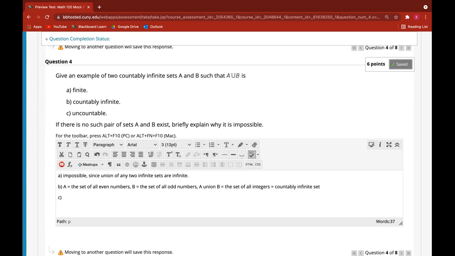Now, what about set C? Can we find A and B where their union is an uncountable set? No. So we know this is impossible, since the union of any two countable sets is countable, so it cannot be uncountable.